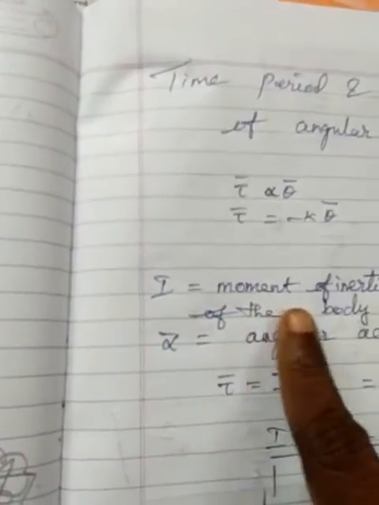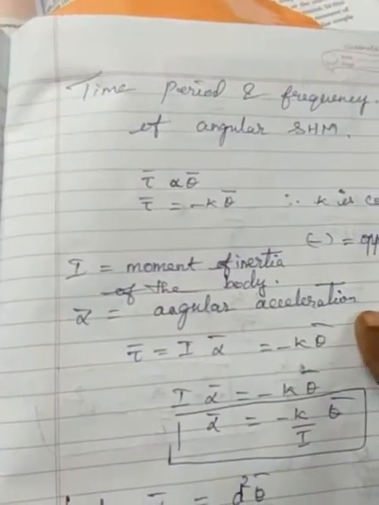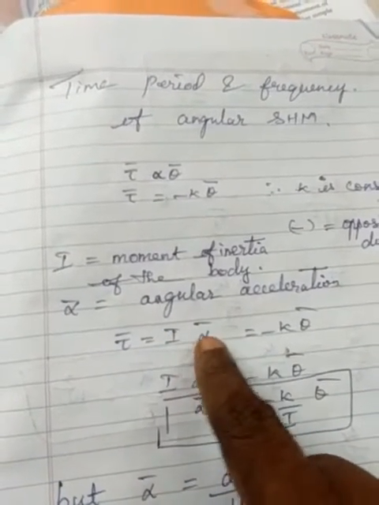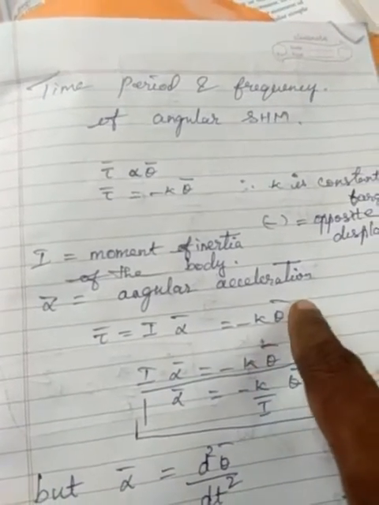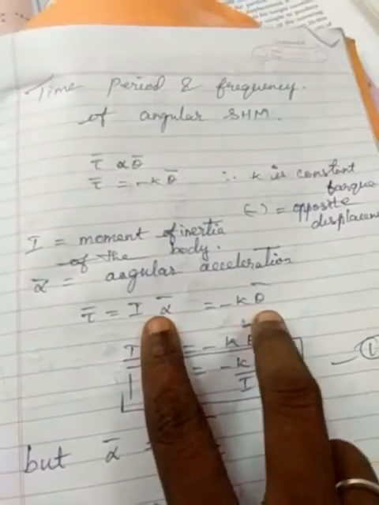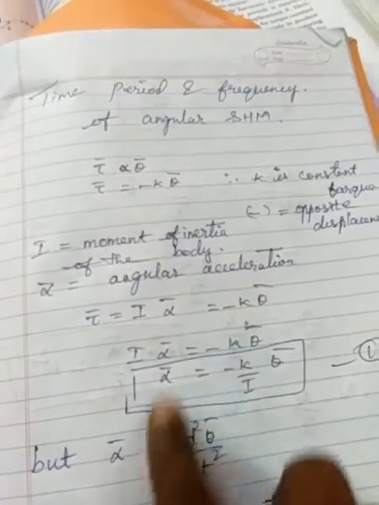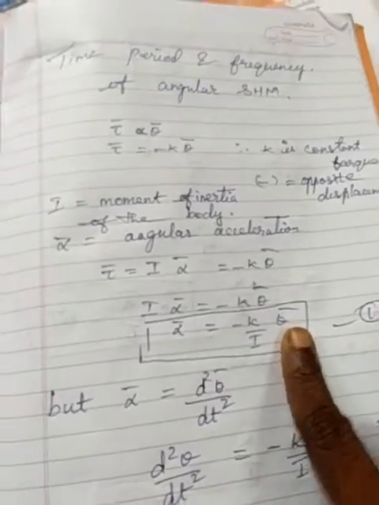Now you see the calculations for the time period and frequency. I told you I is the moment of inertia and alpha vector is the angular acceleration. So now I take tau equals I alpha vector, which equals minus k theta vector. Now we have to find the alpha vector value. So alpha vector equals minus k by I theta vector. This is the first equation.